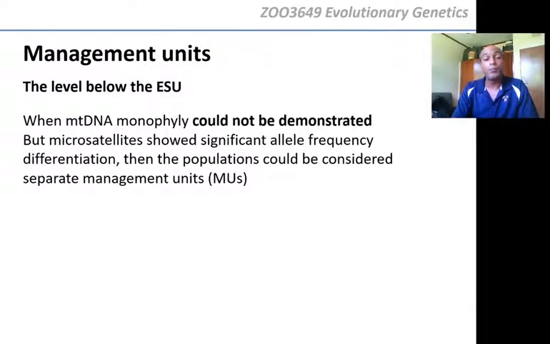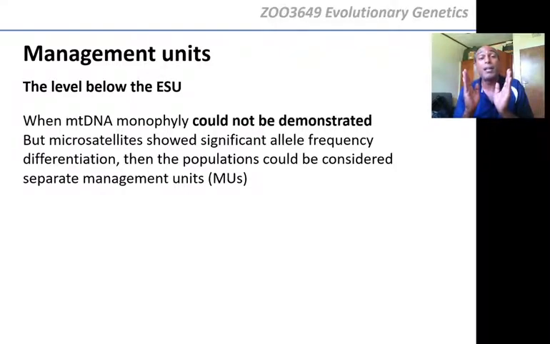Okay, but microsatellites show significant allele frequency differentiation. So when you cannot find mitochondrial DNA monophyly, but you do still get significant differences in allele frequency at microsatellites, what is that telling you? It's telling you that because there's no mitochondrial monophyly, it is only paraphyly and polyphyly, the population is not special enough to have been restricted for a long time. Gene flow was not restricted for a long time.